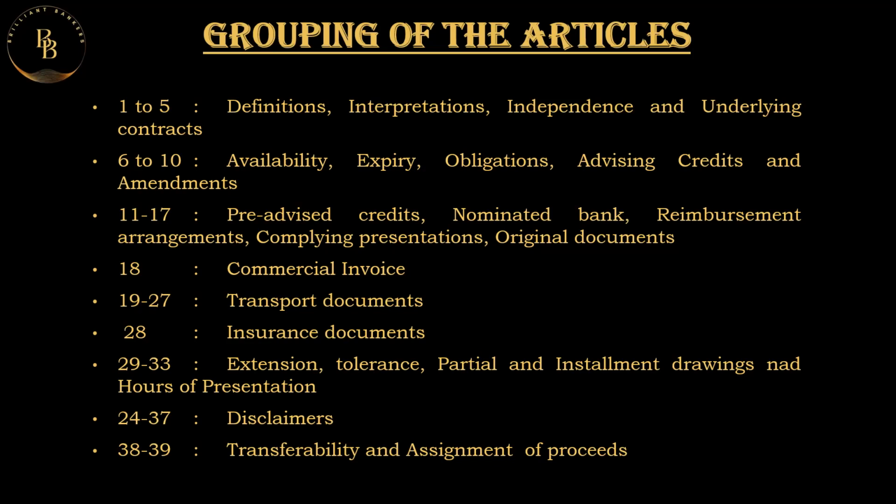19 to 27 mentions the transport documents that are to be maintained within the LC. Article 28 is about the insurance documents. Articles 29 to 33 mention the extension, the tolerance, partial and installment drawings, and hours of presentation. Articles 34 to 37 are about the disclaimers, and Articles 38 and 39 are about the transferability and assignment of proceeds in the letter of credit process.